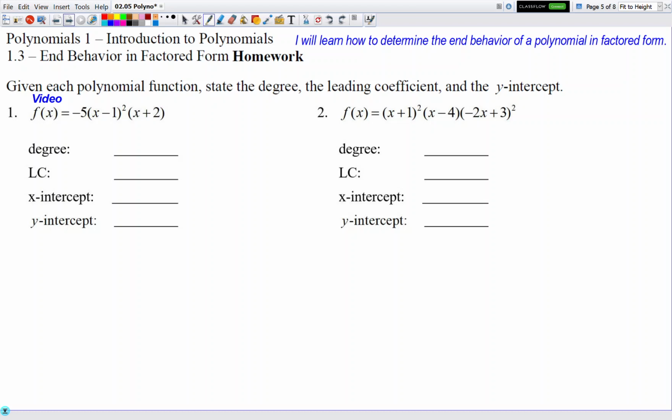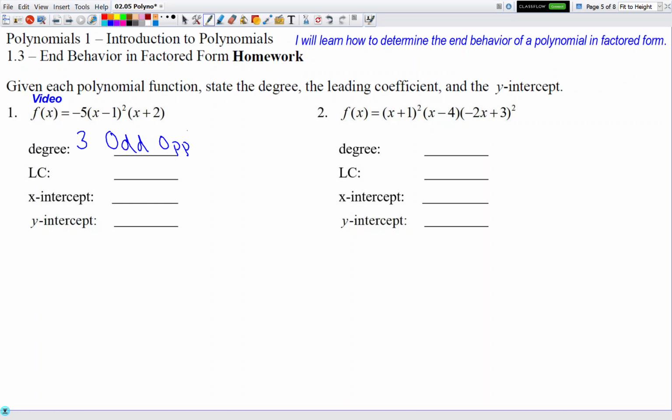Okay, so we're going to count for my degree. So we're going to go 1, 2. Why did I stay on this x twice? Well, because there's a power of 2. So 1, 2, 3. So my degree is 3. And that's going to imply odd number. So opposite behavior. So my arrows are opposite.